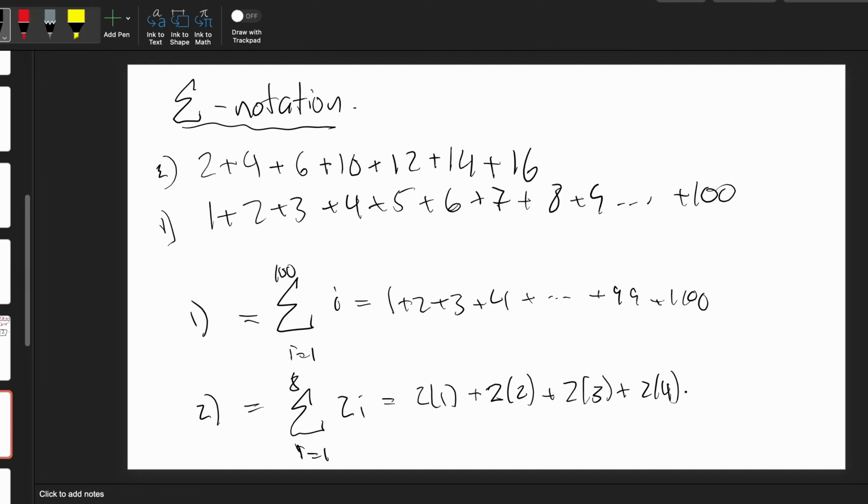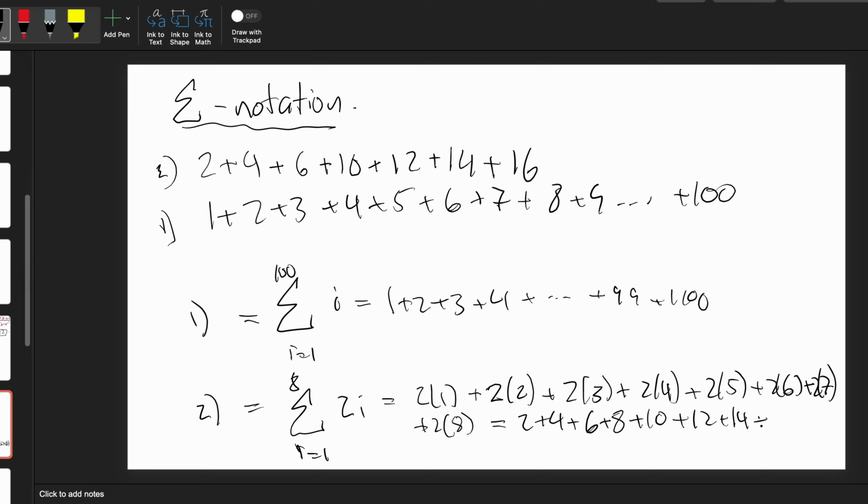And I keep incrementing. When do I stop? I stop at the limit. So the limit tells me I need to stop at 8. 2 times 8. Okay? And that would be it. So what is this equal to? This is 2 plus 4 plus 6 plus 8 plus 10 plus 12 plus 14 plus 16. So I found a nice compact way to represent this sum and this sum using sigma notation.